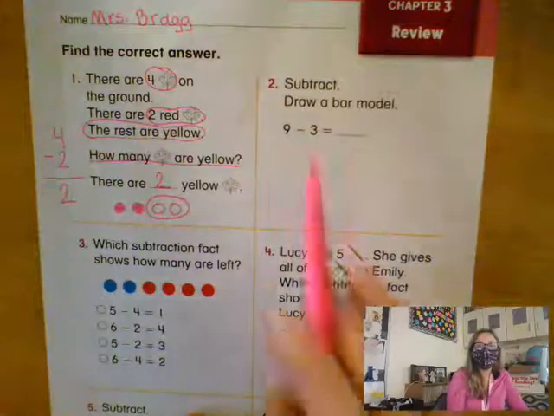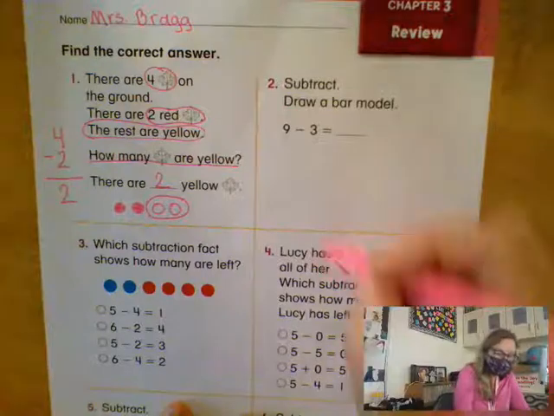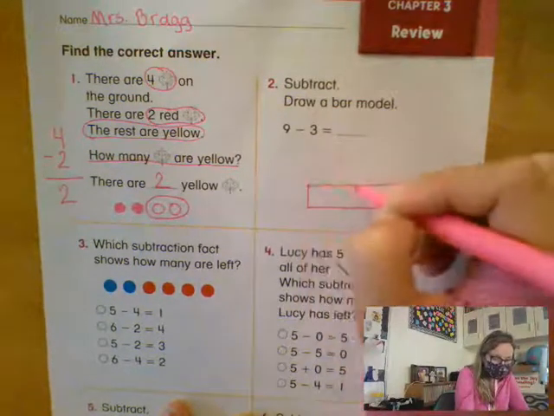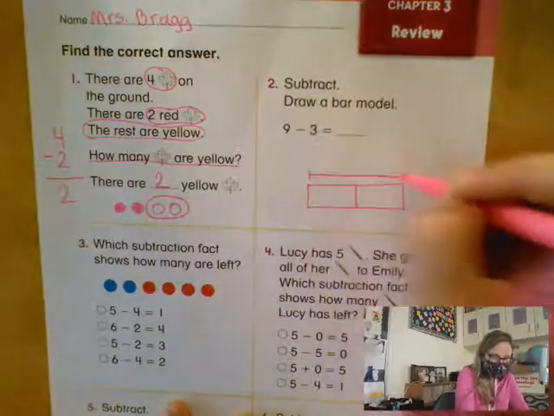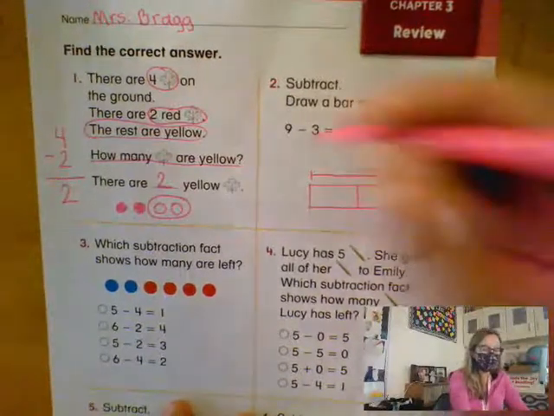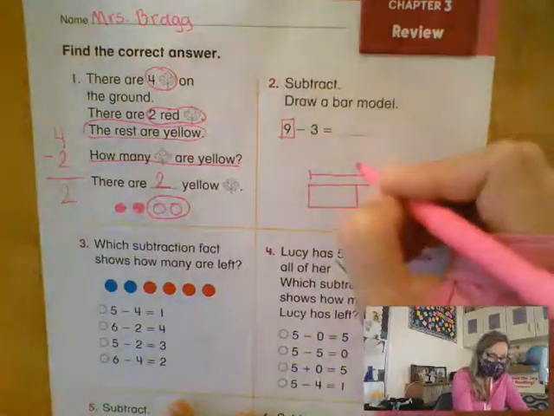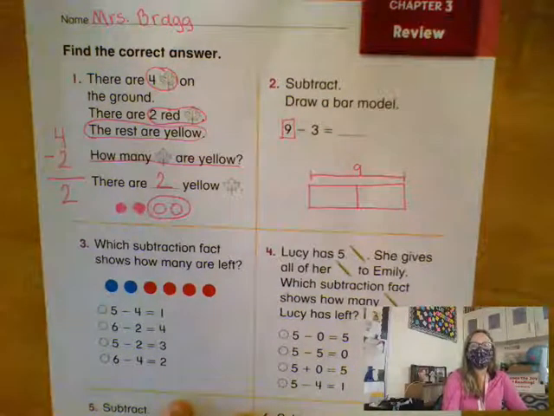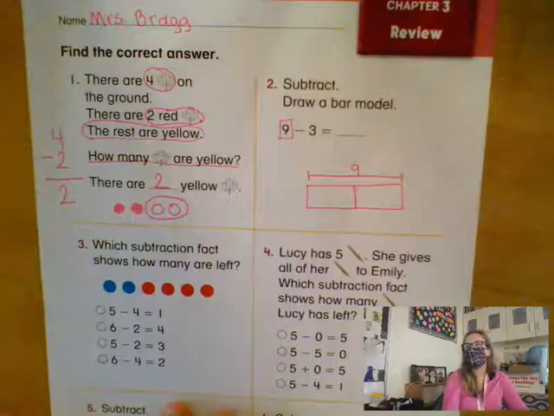All right, number 2 says subtract, draw a bar model. Remember, a bar model is like our part whole box, where we put our 2 parts here, and then they put like a bar at the top, like this, with our total. So our total in a subtraction is the big number that we're breaking apart. So in this case, it's this number 9. So you can put your 9 at the top of your bar model. Now, how many, Isaac, do they want me to take away? What's one of my parts?